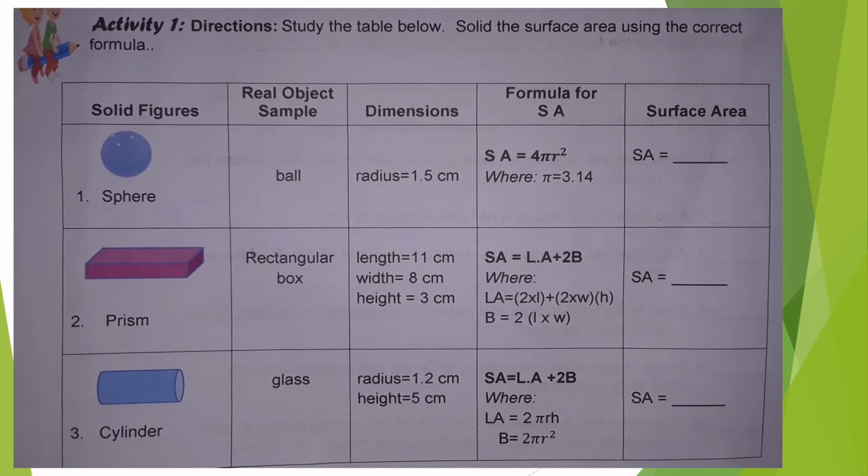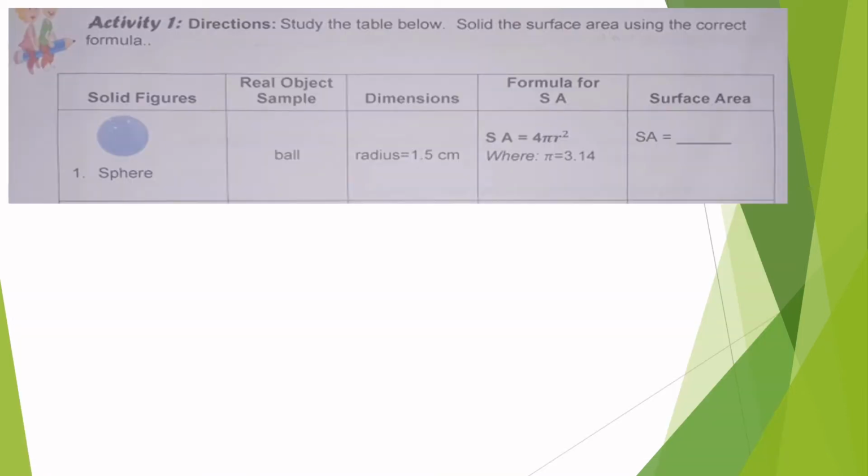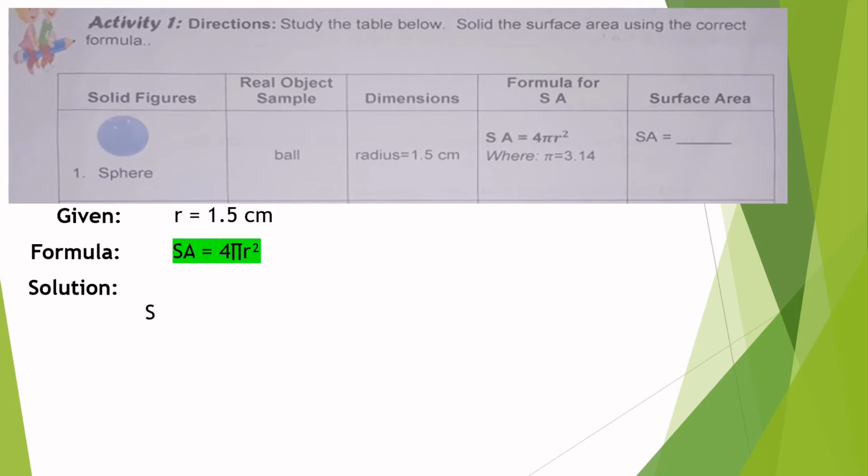We have some examples here. Direction: study the table below. Find the surface area using the correct formula. Example number 1, we have a sphere. It looks like a ball. So for our given, r is equal to 1.5 centimeters. And for our formula, we have SA is equal to 4 pi r squared. And for our solution, first copy the formula and then substitute the given.